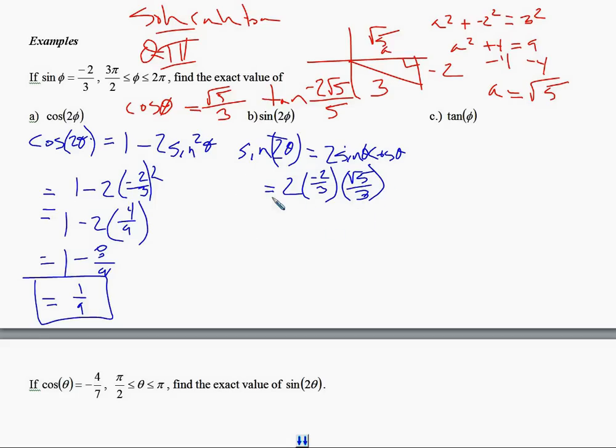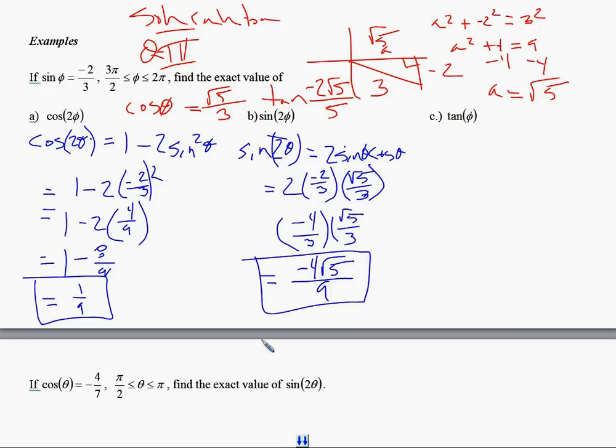And then we just multiply through on all of these. If I multiply the 2 through first, I get negative 4 over 3 times radical 5 over 3. And then when I multiply these two together, I get negative 4 times radical 5 over 3 times 3, which is 9. And I look to reduce, but that's as simplified as it's going to get.